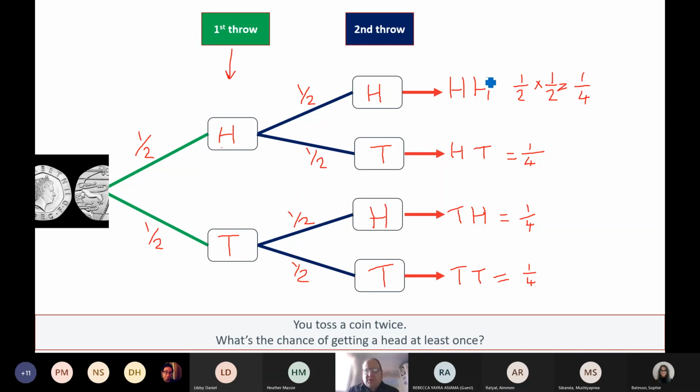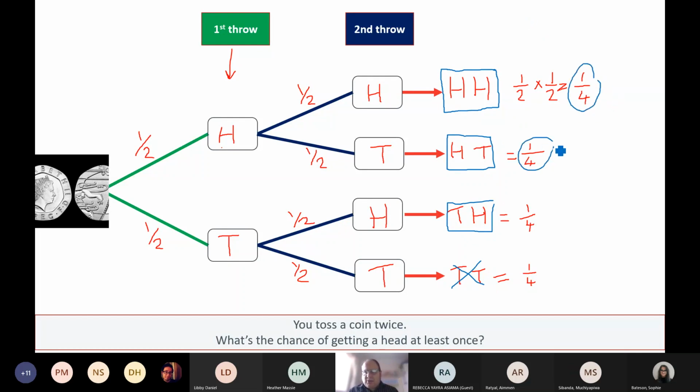And hopefully you're already spotting, well, this one does, because this actually gets me 2 heads, which is great. So that's at least 1 because it's 2. This one gets me a head. This one gets me a head. And this one doesn't because this was 2 tails. We'll ignore this one. So my probability of getting at least 1 head is this one, and this one, and this one. And because we want all 3 of them, we're going to add them together.